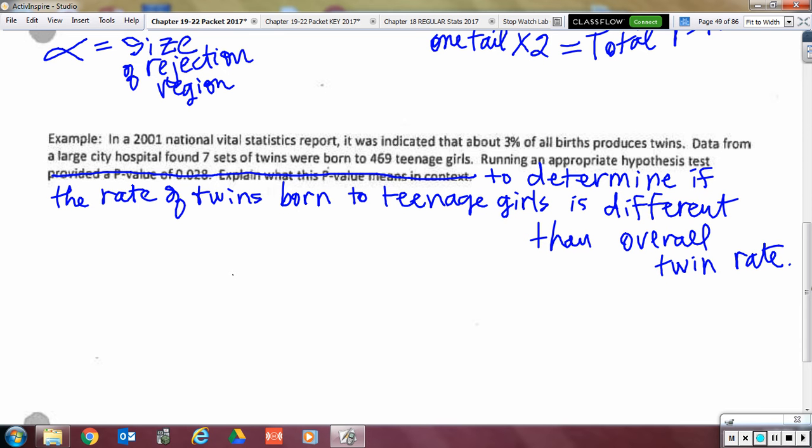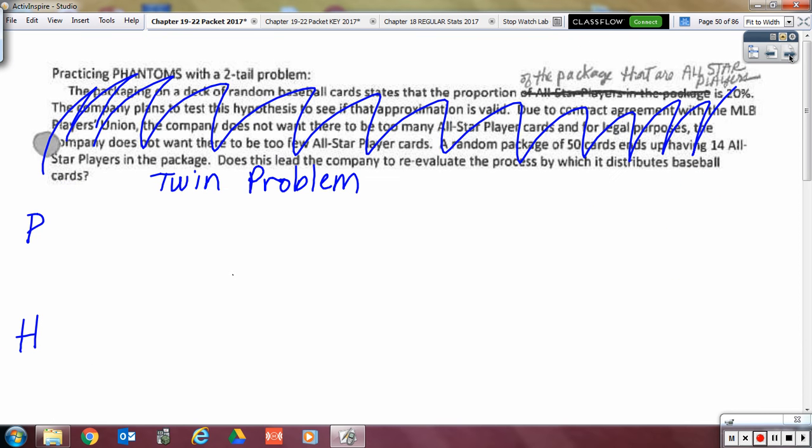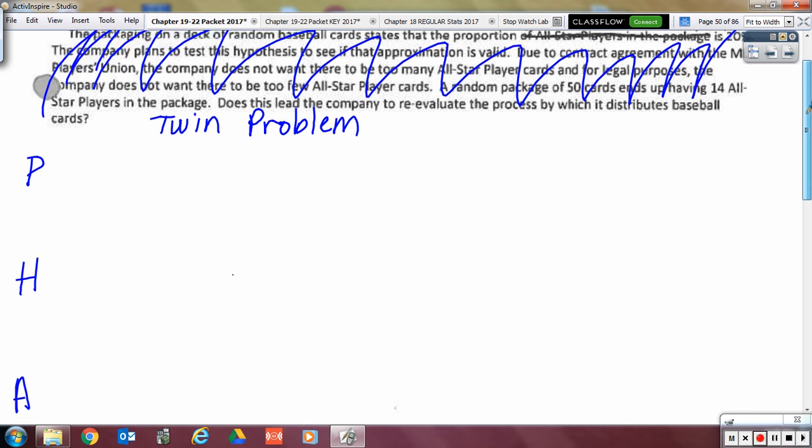Okay, so let's determine if the rate of twins born to teenage girls is different than the overall twin rate. We're going to go to the next page, and I don't like the problem that I have there. I decided to change it. I just really like this twin problem. So scratch that out, and we're going to do the twin problem.